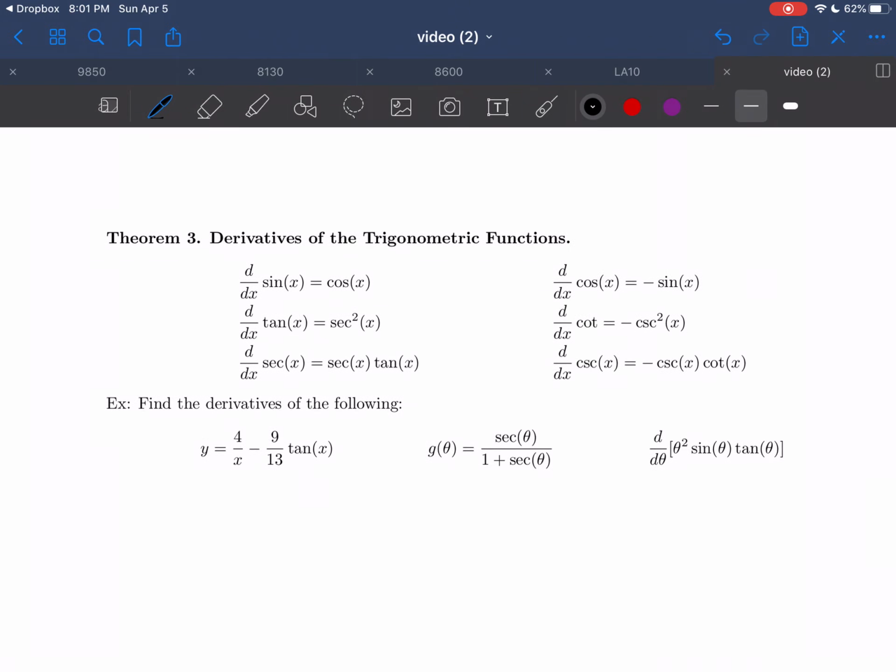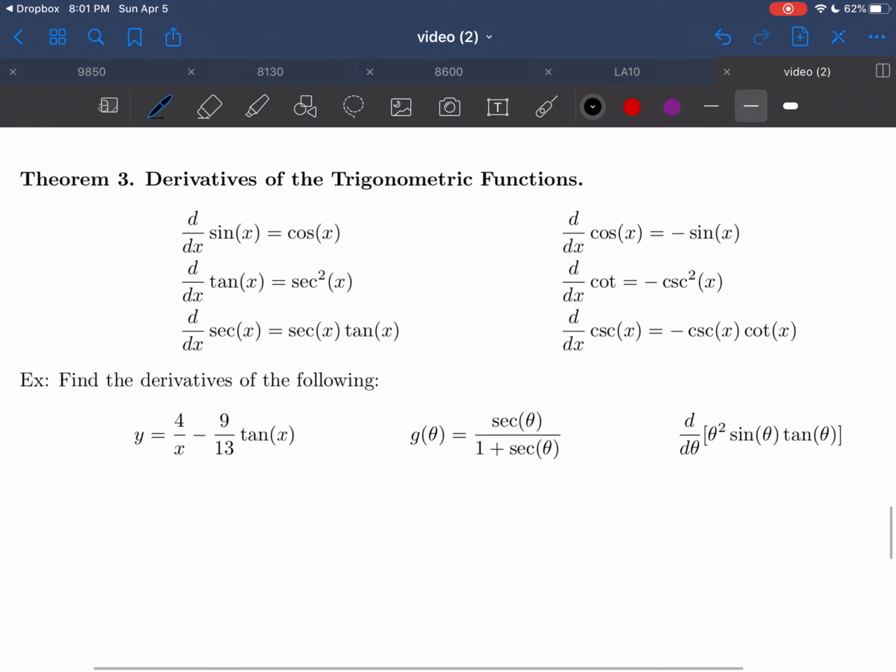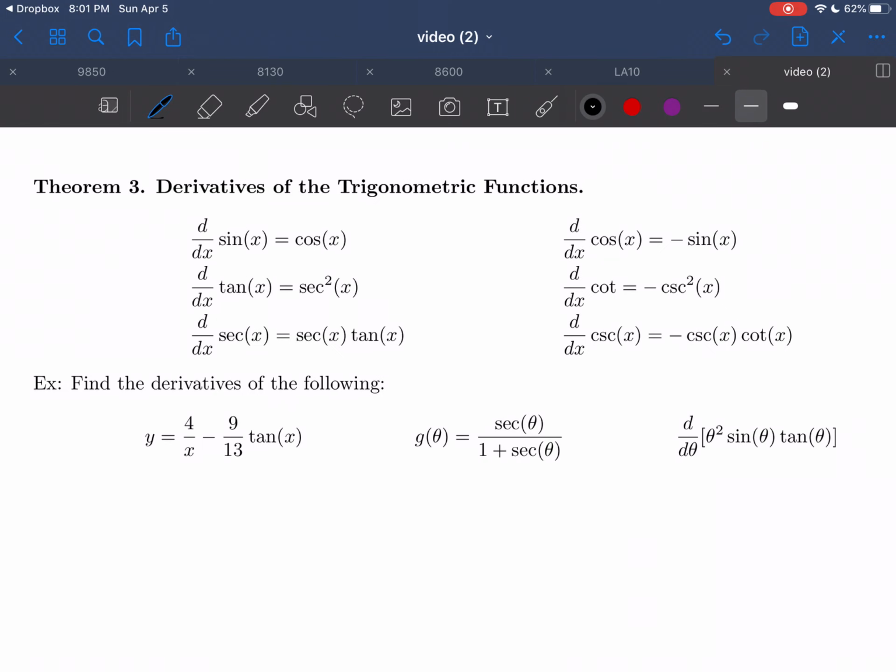Alright, so we've got, it's listed as a theorem, but it's just a summary of your trigonometric function derivatives. We've got our derivative of sine is cosine. Derivative of cosine is negative sine. We talked about those. You should also know that the derivative of tangent is secant squared, and the derivative of cotangent is negative secant squared.